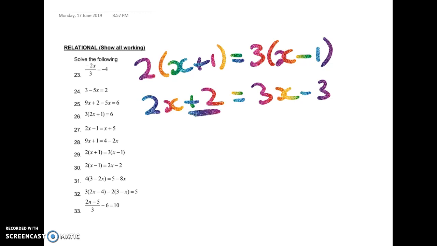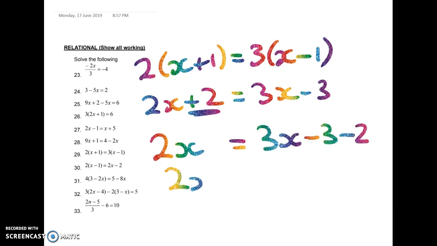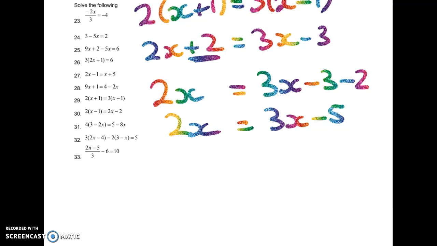I'm going to start by subtracting 2 from both sides. I get 2x equals 3x minus 3 minus 2. 2x is equal to 3x minus 5. Now, I've got numbers here, so I'm going to keep the numbers over on this side. That means that I need to subtract 3x from both sides. As usual, there are several ways that we could do this one, but this will work fine.